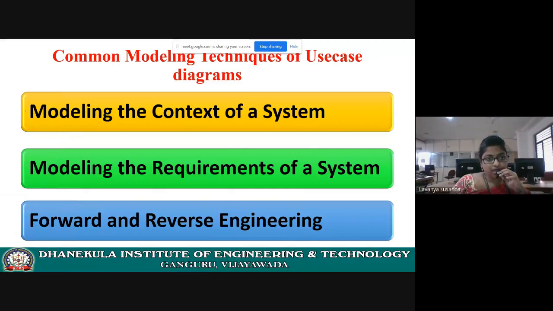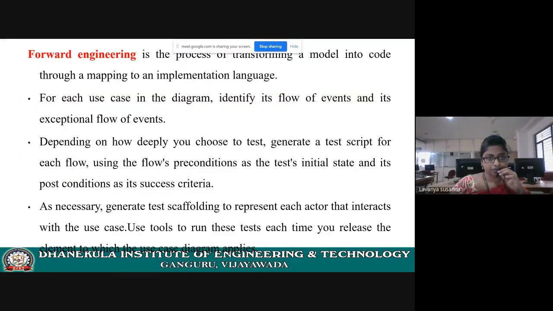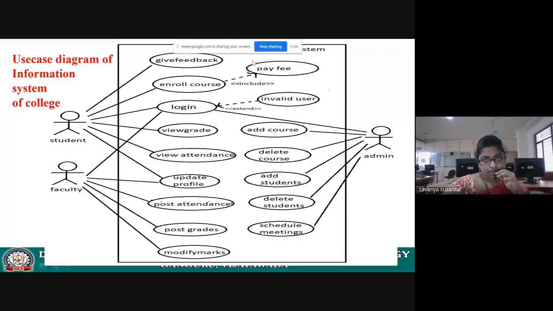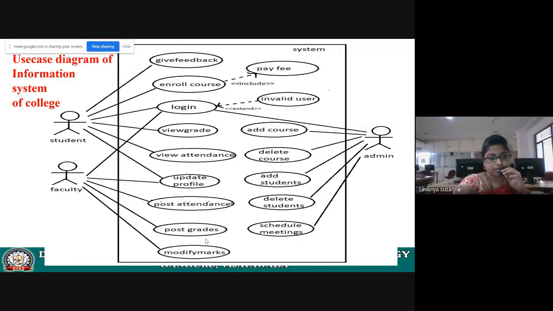See here, the first modeling technique is modeling the context of the system. The second modeling technique is modeling the requirements of the system. The third one is forward and reverse engineering. Let us discuss them one by one. First one, modeling the context of the system. What do you need to do in this technique? I'll explain, just wait.